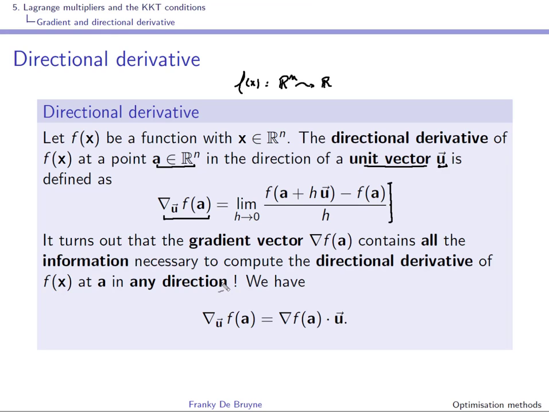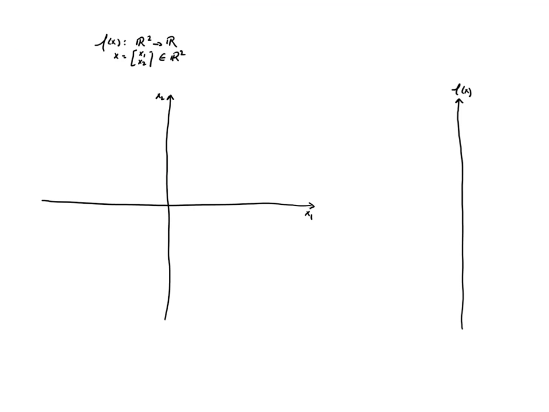Well, this directional derivative is linked to the gradient vector, evaluated at the same point A. Remember that the gradient vector yields the direction in which the function increases most quickly. So you can obtain the directional derivative from the scalar product of the gradient evaluated at the point A and the unit vector u.